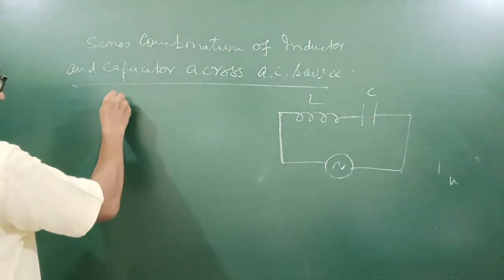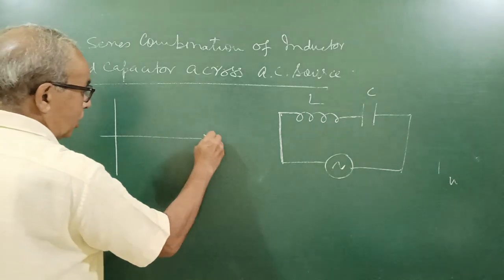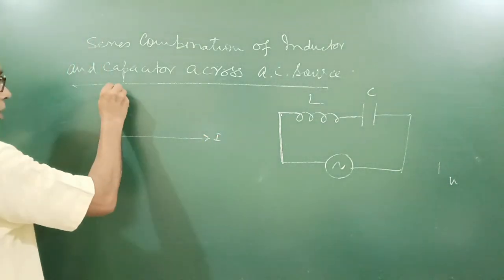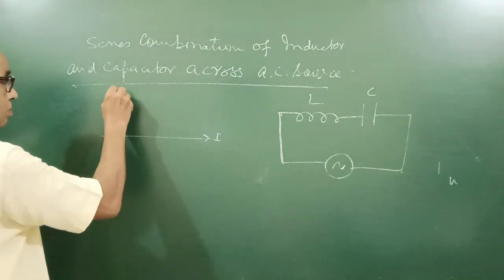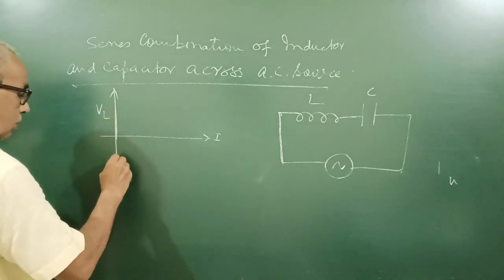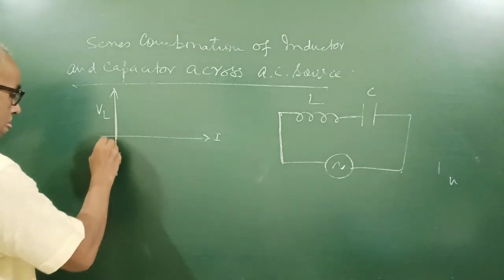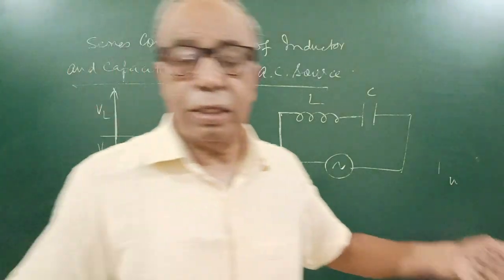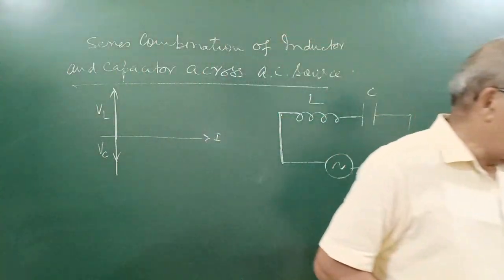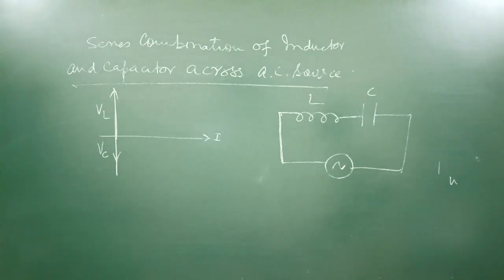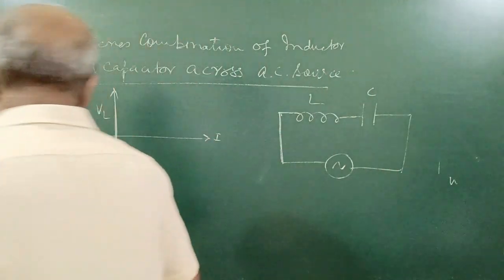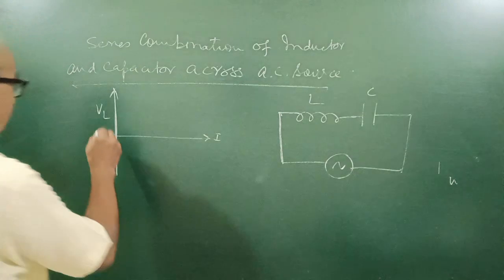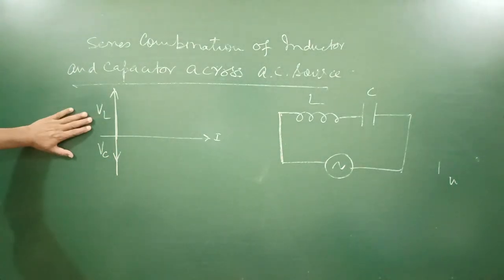So the vector diagram can be drawn like this here. If it is I, here is the VL, and here it is VC, suppose. So when two vectors are in opposite direction, then the resultant will be the difference. Again I am telling, these are RMS voltages.